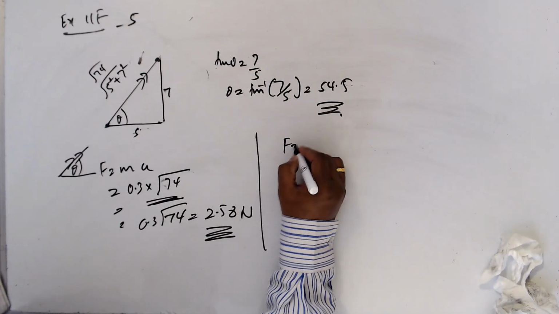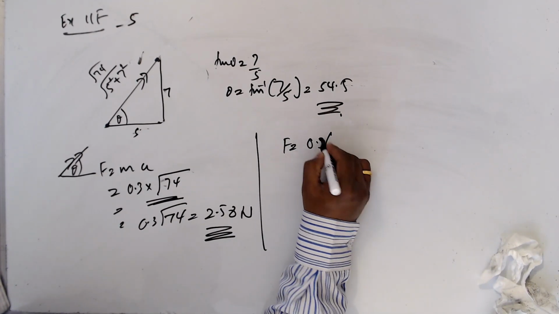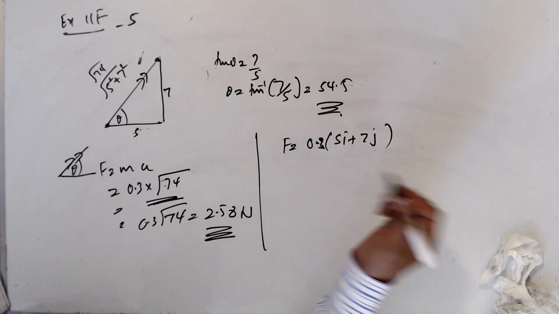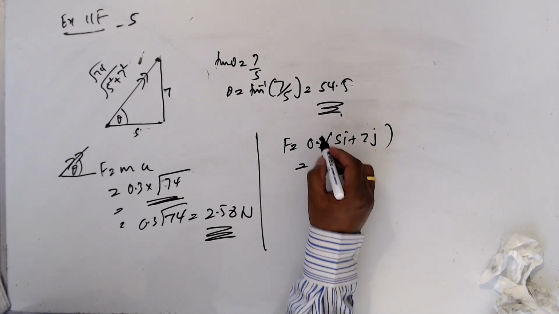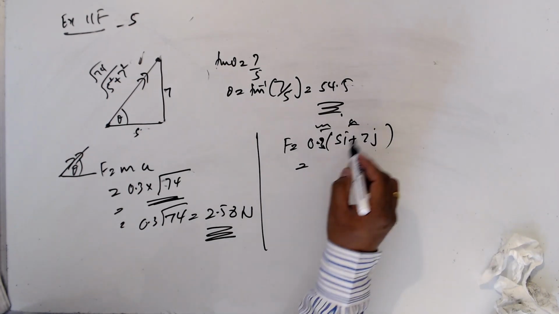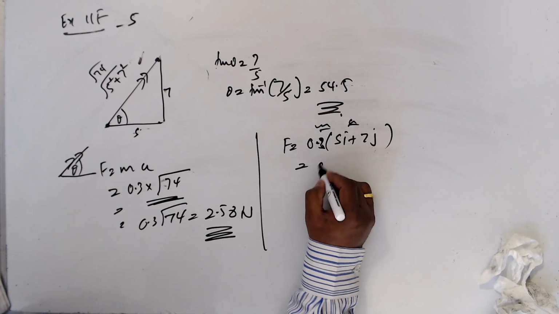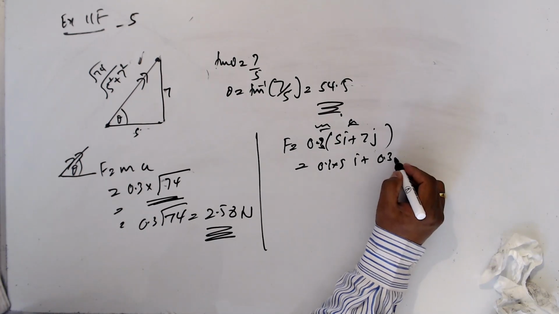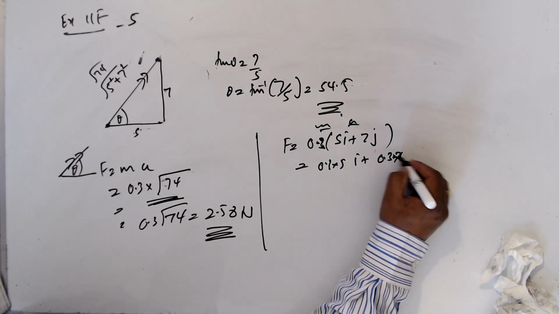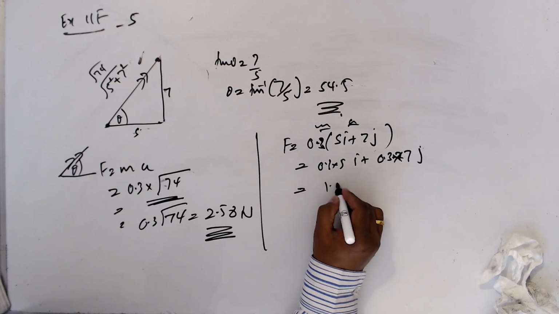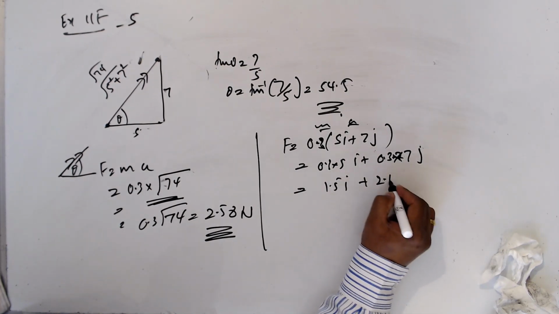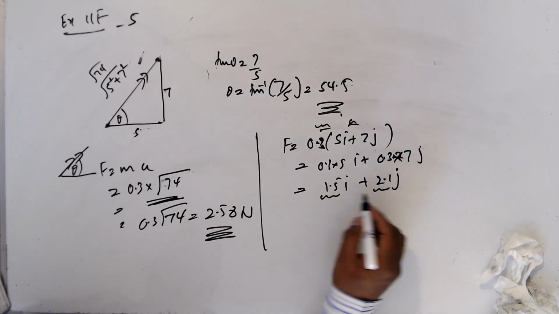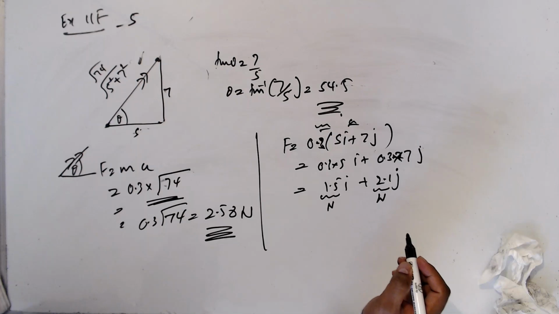F equals 0.3 times a, that is 5i plus 7j. It means this is m times a in vector form. So this is 0.3 times 5i plus 0.3 times 7j. So this is 1.5i, this is 2.1j. So what is this 1.5i now? This is Newton.